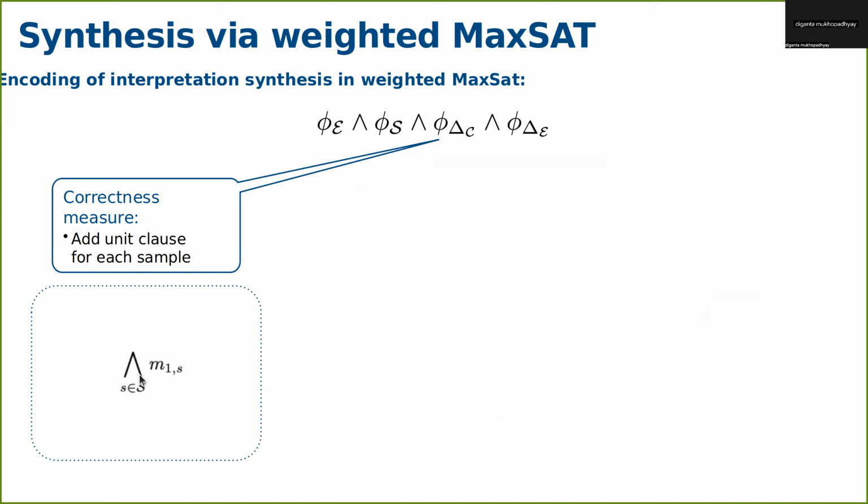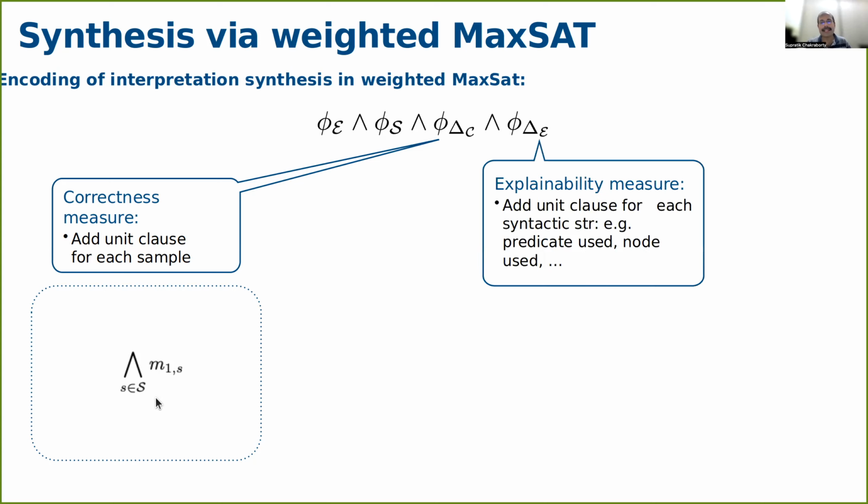But remember, I showed you a CNF formula where not all clauses can be made true, only some of them can be made true. So maybe not all of these can be made true, only some of them, but these are the ones which I'll try to maximize. So I will associate some weight to each one of them and I'll try to maximize. And the explainability measure, in our case, we use the number of nodes and the predicates.